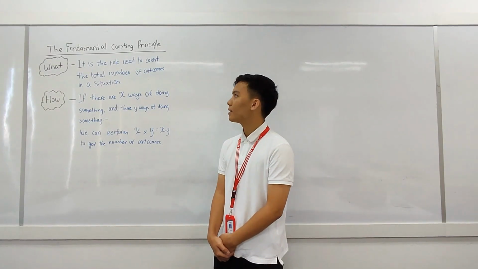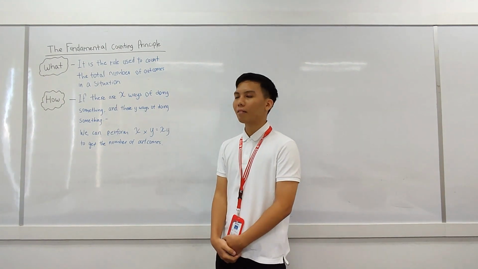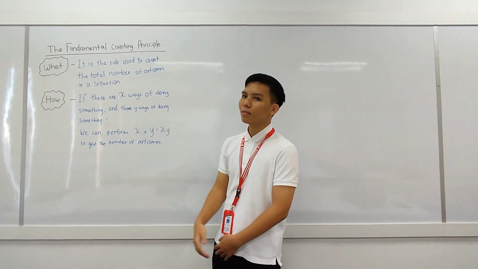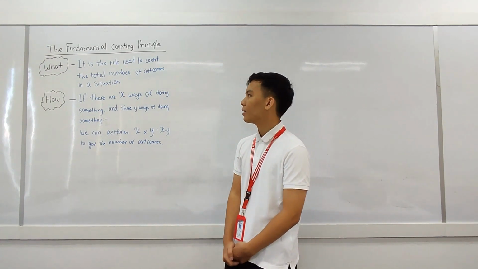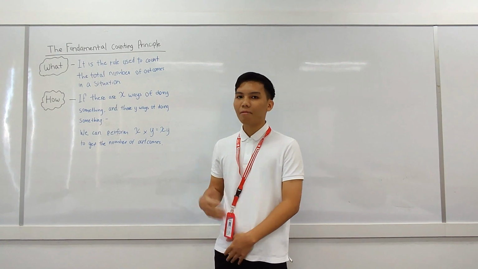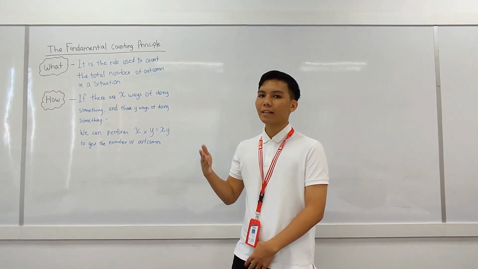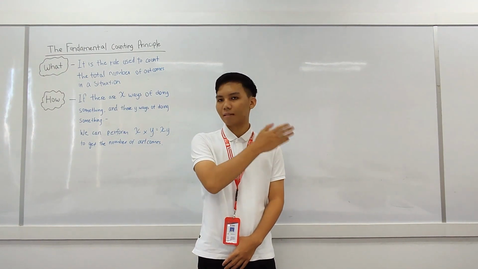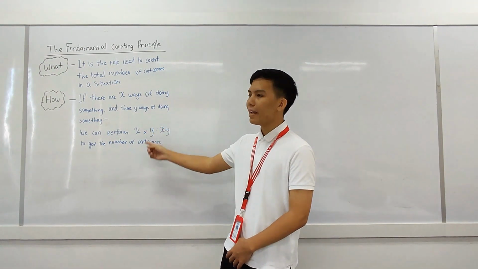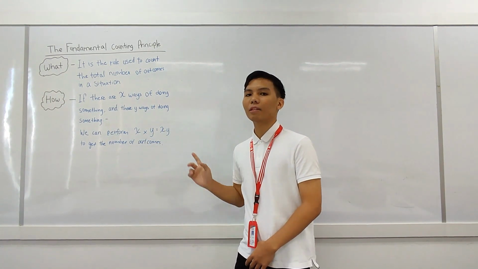Okay, so today we'll be starting with the first topic. The first topic is the fundamental counting principle. So what is the fundamental counting principle? It is the rule used to count the total number of outcomes in a situation. So how would we do it? It is stated that if there are X ways of doing something and Y ways of doing something, we can perform X times Y to get XY, which is the number of outcomes.